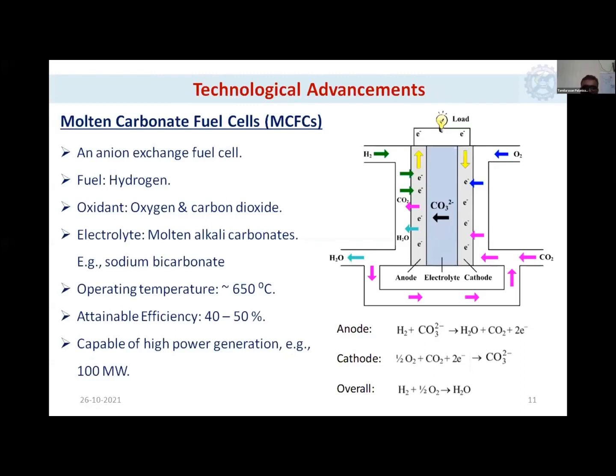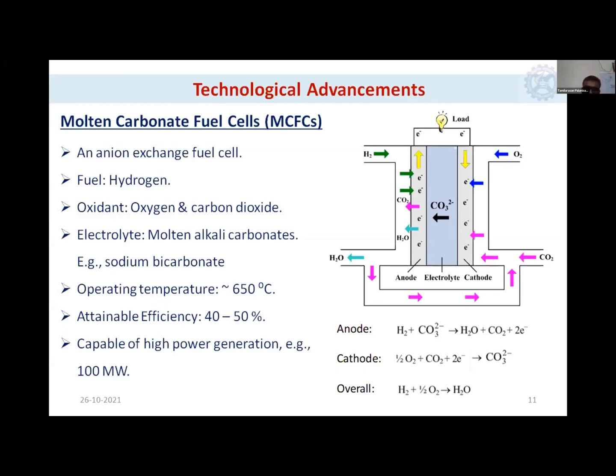Sometimes in the recent reports, even people have reported 60% efficiency, but that has some other components. So 40 to 50% efficiency can be attained using molten carbonate fuel cells. And these are all static fuel cells, so you can produce energy as high as 100 megawatt even using these kind of fuel cells. But these are not suitable for portable applications or transportation applications. So you cannot use it to power a bus.